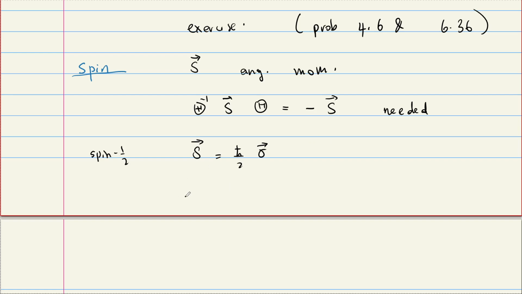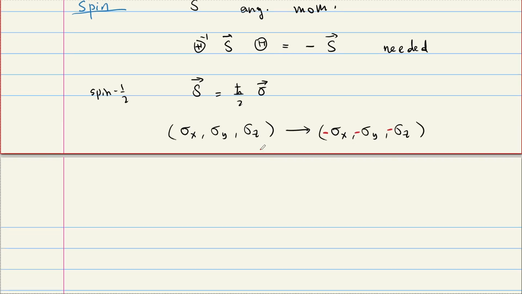And we have three Pauli matrices, sigma x, sigma y, sigma z. And we need to find a transformation which takes all of these guys and puts a minus in front of each one. We need such a transformation to be able to call it time reversal based on this expectation. And also we need complex conjugation.